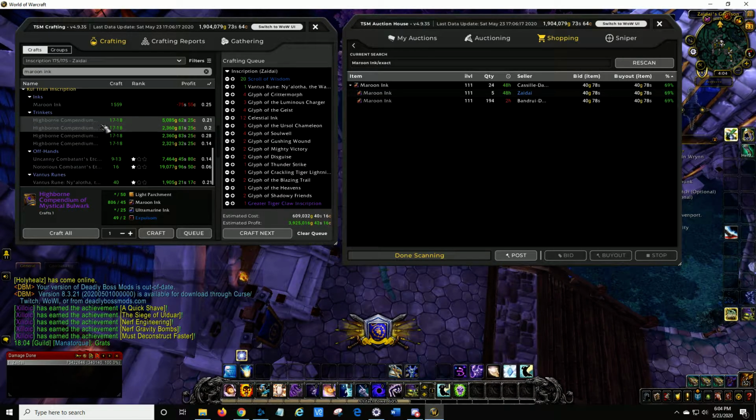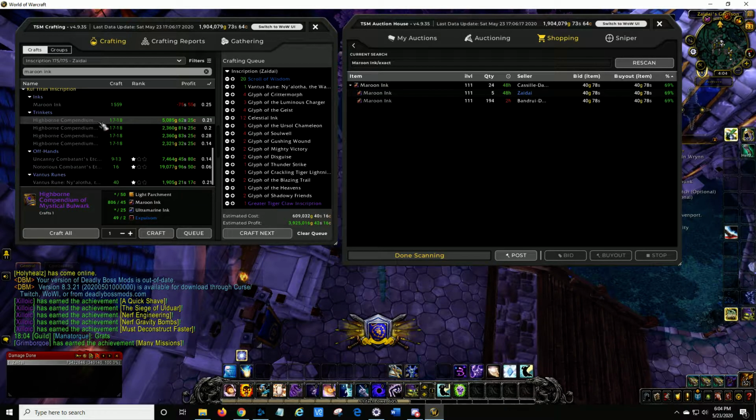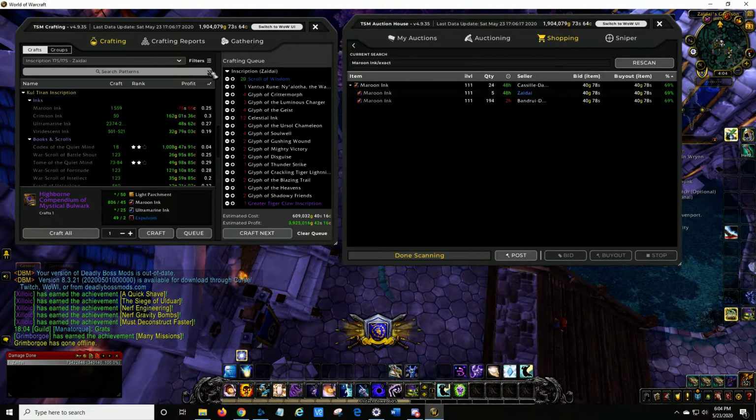And I was looking at a lot of this stuff. A lot of these highborn compendiums are really good. They're pretty profitable, at least on my server. And you can go through and do the same thing with crimson ink. And okay, then I have to mention this.